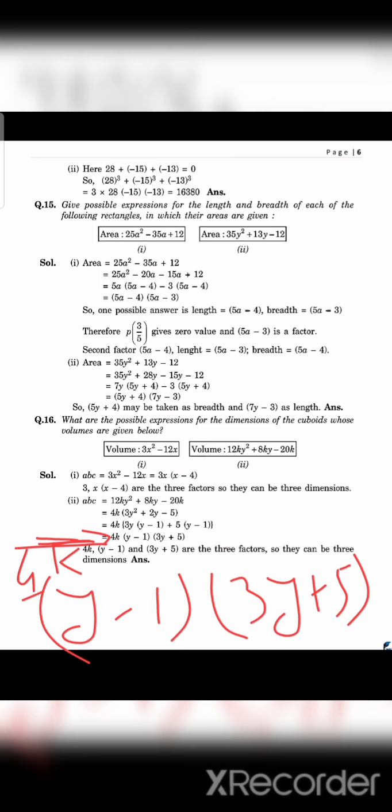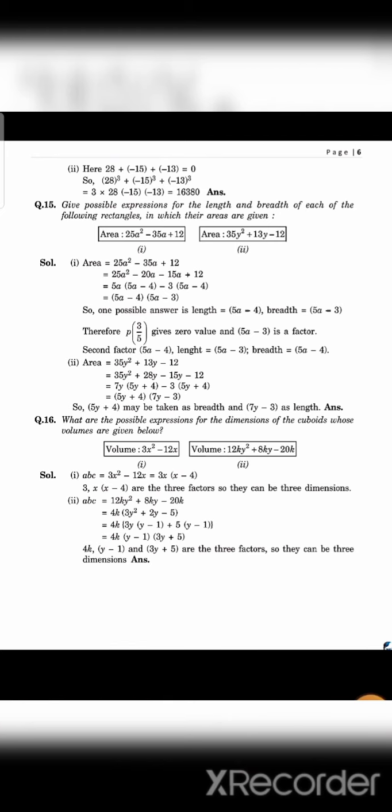We get here three terms, 1, 2, 3: 4k multiplied by the bracket y minus 1 multiplied by the bracket 3y plus 5. So we say 4k, y minus 1 and 3y plus 5 are the three factors of our volume, so they can be the three dimensions of the polynomial. So by using the splitting method we find the dimensions of the volumes in the questions.